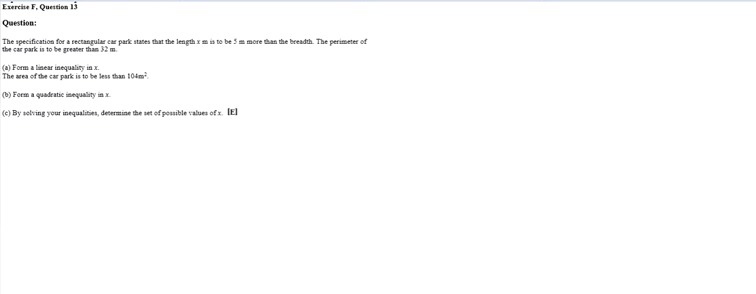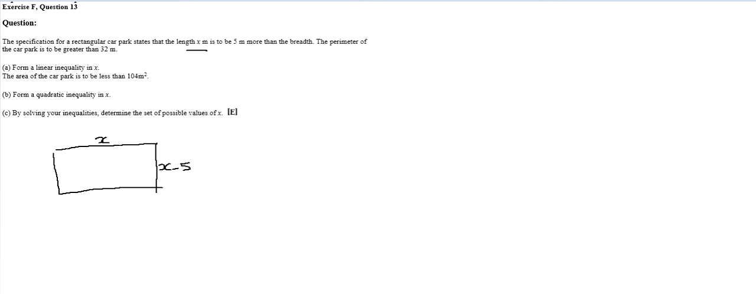Hi guys, question 13. We've got quite a lot of information to make sure we fully understand before we can answer this question. It's a rectangular car park and the length is x. Normally, this is my sketch of a rectangle. We call this dimension here the length. And it says the length x is 5 meters more than the breadth. So whatever x is, I've got to take away 5 and I'll get this breadth or this width.